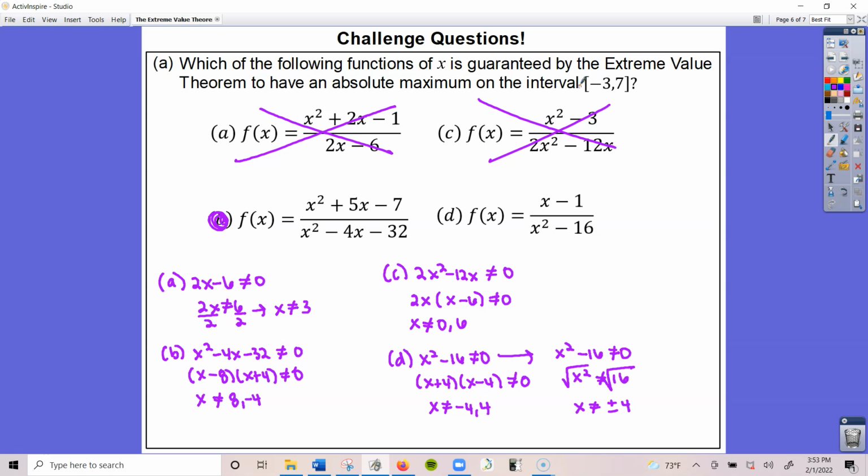-4 is outside of the interval, so that would have been okay, but +4 is within the interval, so that's why it's not D. So again, my option B here is the correct answer. Let's look at one more question.